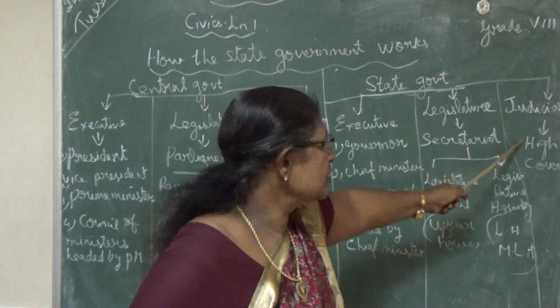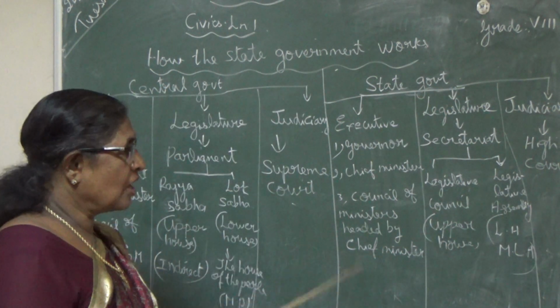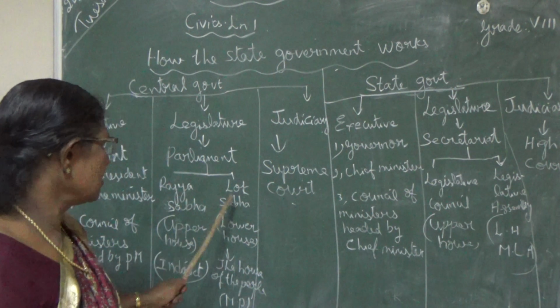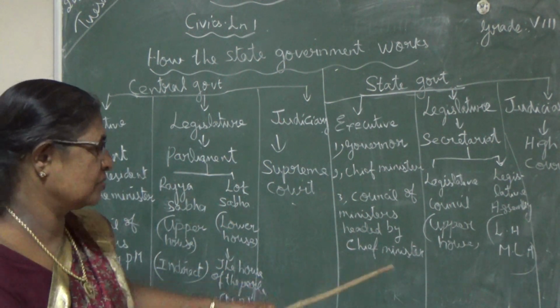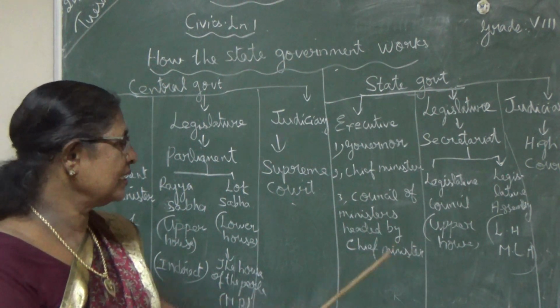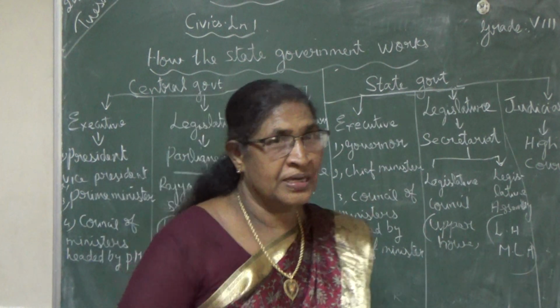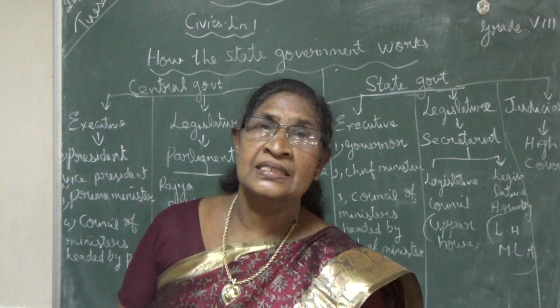Okay. Here judiciary, high court. Here legislative council and legislative assembly. But here Rajya Sabha and Lok Sabha are the same, upper house and lower house there also. Here MPs, there MLAs. This is the structure of our government. We have two sets of government. This is our Tamil Nadu.